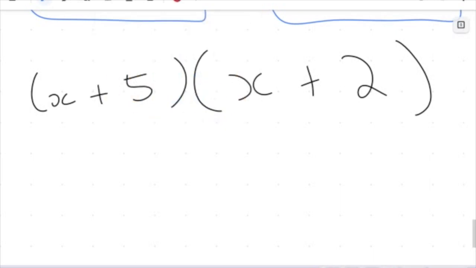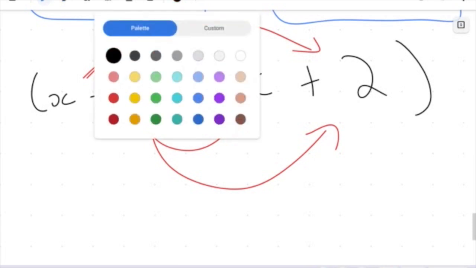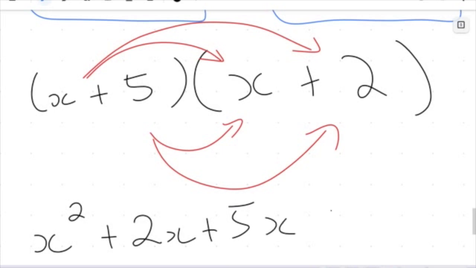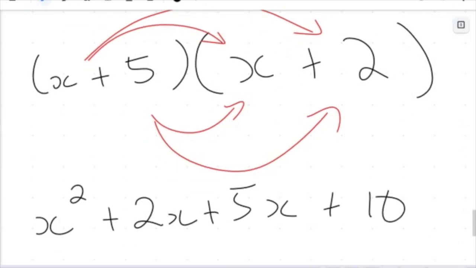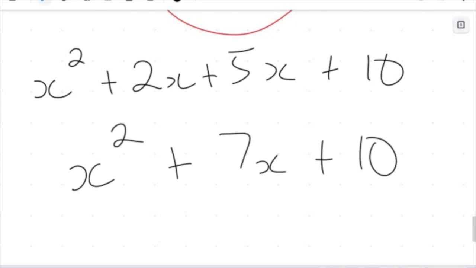And once again, we can check this using FOIL to see if I've done it right. I'll do one of these now here with you. So just to check I've done it right, with any factorization, remember, we can check by re-expanding. So if I were to re-expand this, I get x squared plus 2x plus 5x plus 10. I can collect the like terms, x squared plus 7x plus 10. I end up where I started. So I've done the factorization correctly.